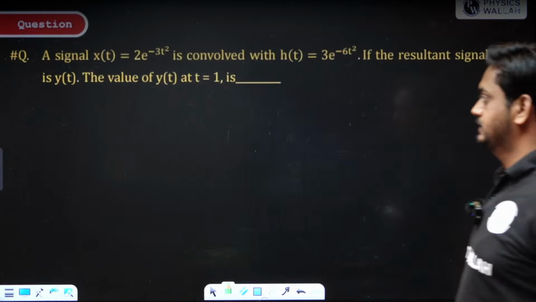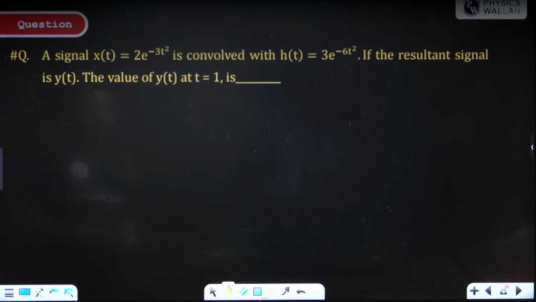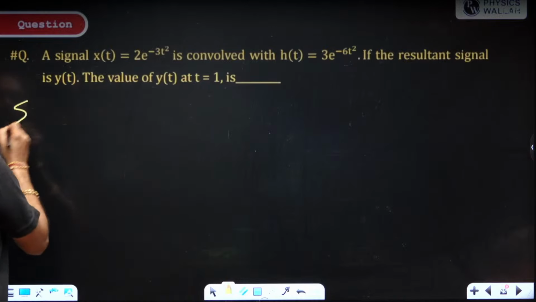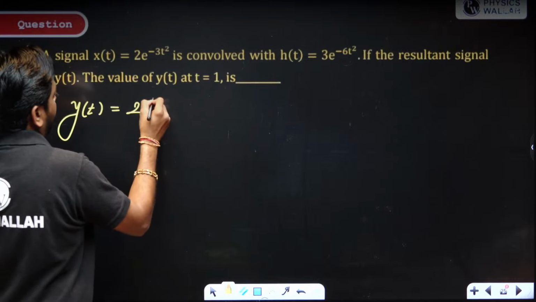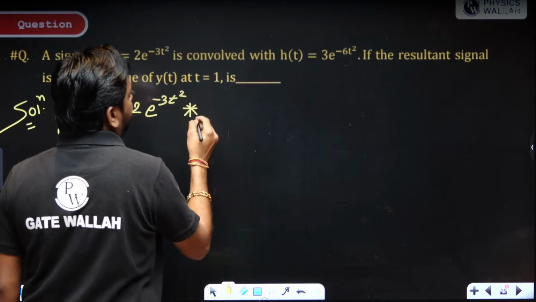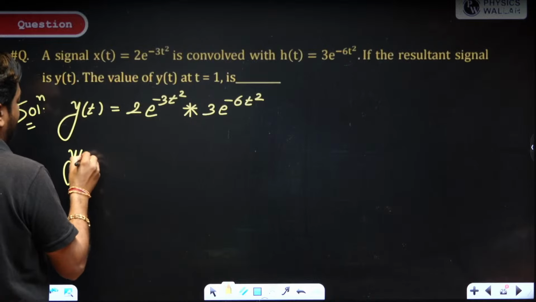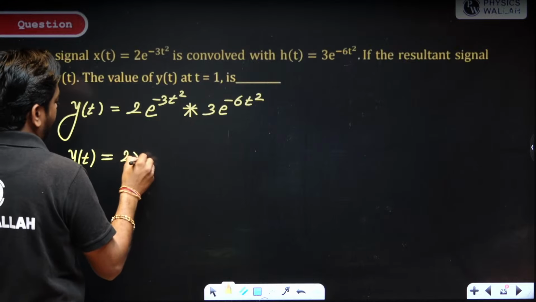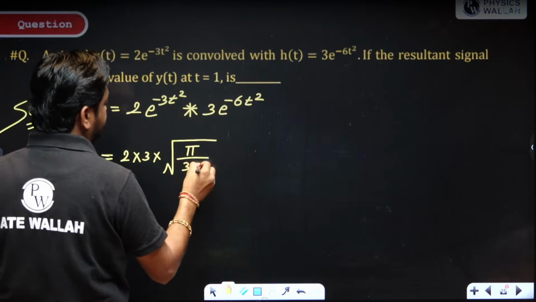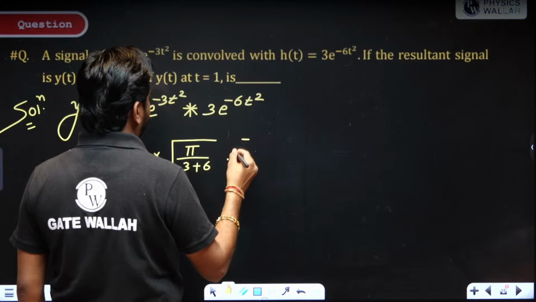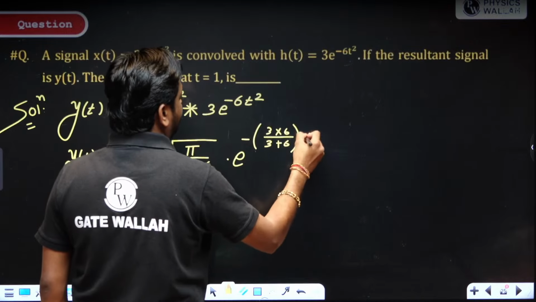Now same as the previous one, guys: Gaussian function, convolution of two Gaussian functions. Now they are asking the value of y of t at t equal to 1. Try this one, everyone. So y of t is the convolution of these two Gaussian functions, 2 e to the power minus 3t square convolved with 3 e to the power minus 6t square. So y of t is equal to 2 into 3, into under root of pi upon a plus b, that is 3 plus 6, into e to the power minus a into b, that is 3 into 6 divided by 3 plus 6, t square.